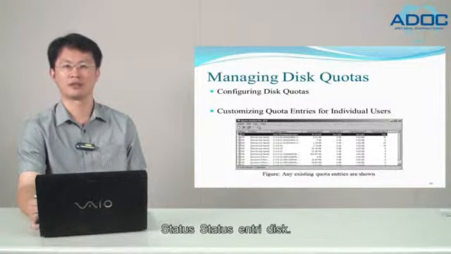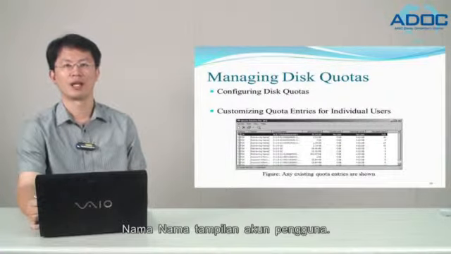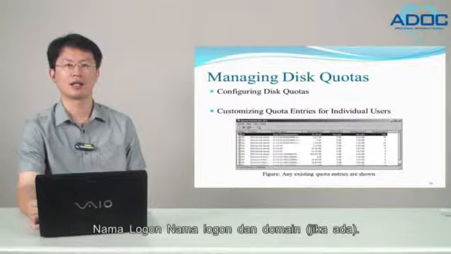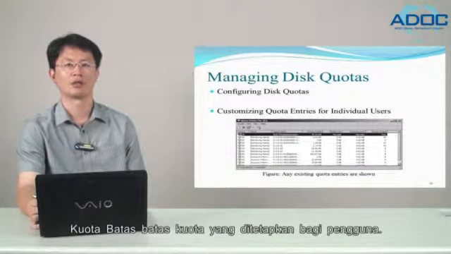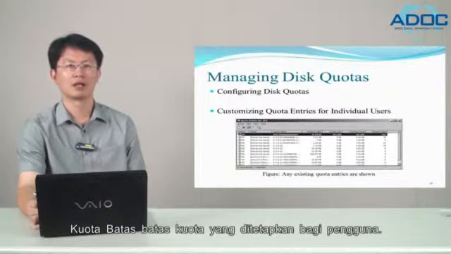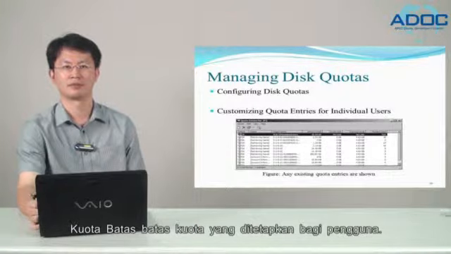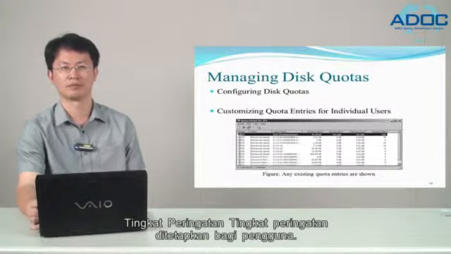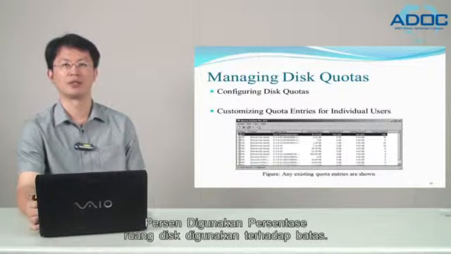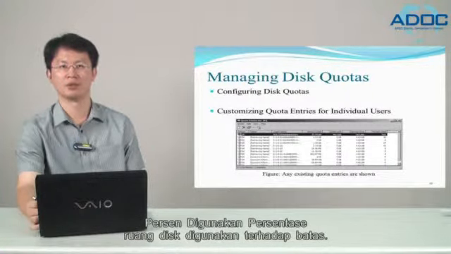Status, the status of the disk entry. Name, the display name of the user's account. Logon name, the logon name and domain, if applicable. Amount used, the amount of disk space used by the user. Quota limit, the quota limit set for the user. Warning level, the warning level set for the user. And percent used, the percentage of the disk space used toward the limit.